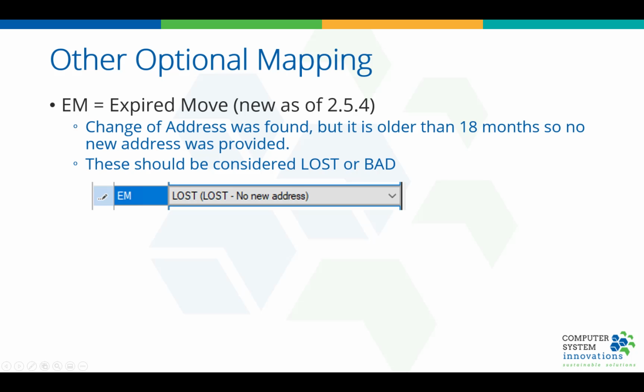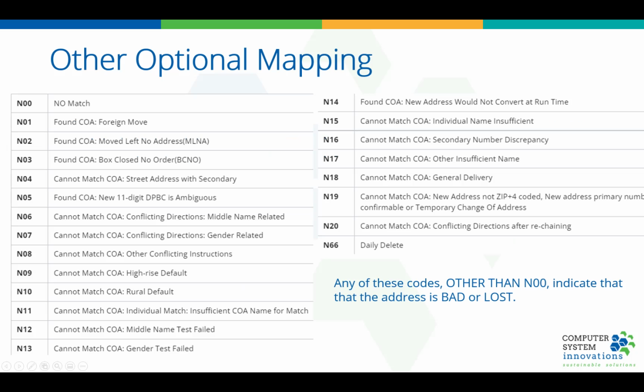EM really should be considered lost or bad. The person moved. The fact is they did move, but we've lost the address. It's too late. So you might set that to lost. Here's other optional mapping that you can do. You'll see all of these NCOA result set codes. And you can see here, I might say N91, hey, we found a change of address, but they moved out of the country. So we're not going to be providing a new address.